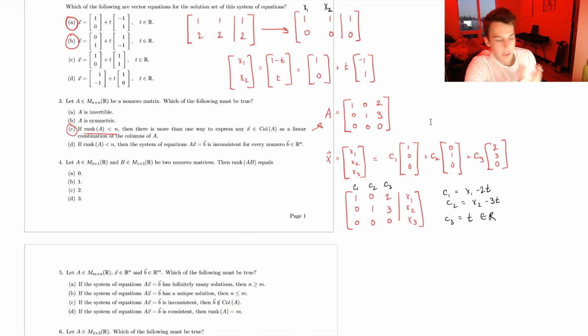And what this comes down to is just the fact that we have a free variable. I just wanted to be super clear with all of this talk about x in the column space of A and linear combinations of the columns, because it gets really confusing. But the key here is just knowing that the rank of A is less than n. There's going to be a free variable. There's more than one solution. 3D. If the rank of A is less than n, then the system of equations Ax equals b is inconsistent for every non-zero b. And this one is not true.